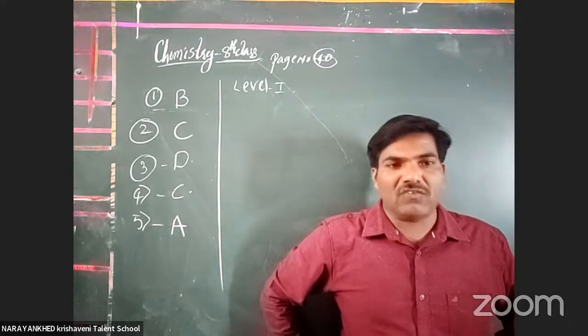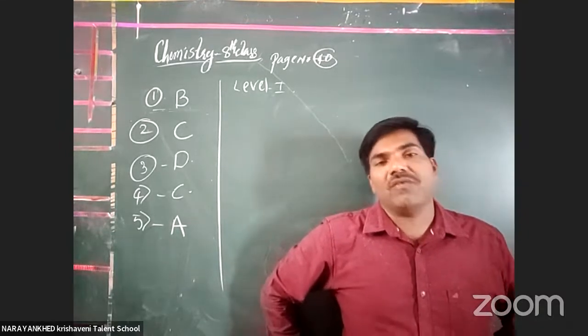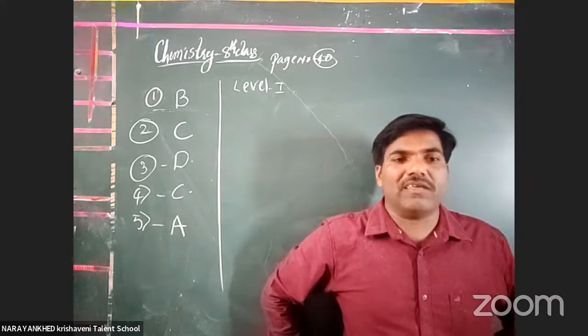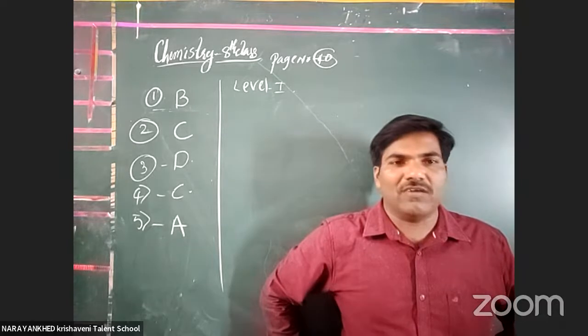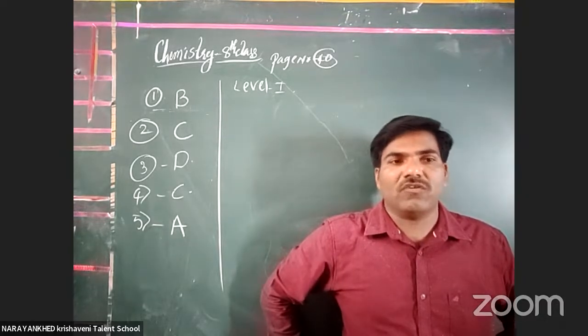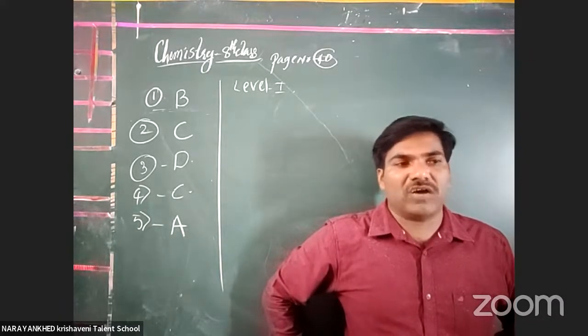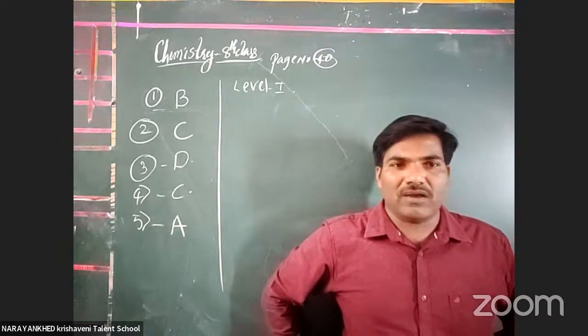Already we have discussed this. The atomic radii increases here. Got it or not? In the groups, from top to bottom, the atomic radii increases. In the period, it decreases. What is the reason? Because the number of electrons increases, and because of the charge distribution, atomic radii decreases. Clear or not?